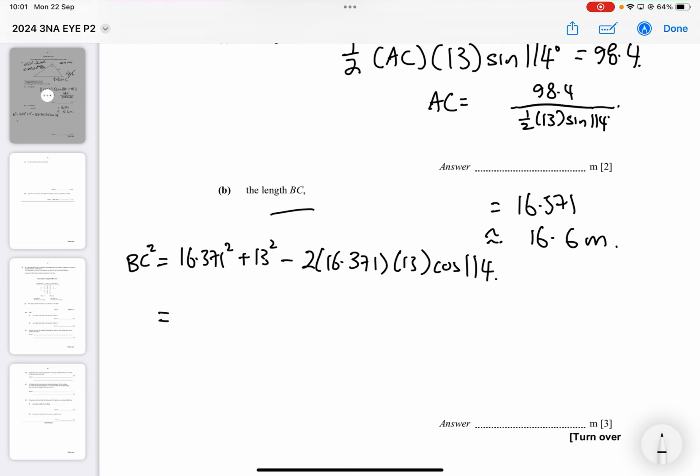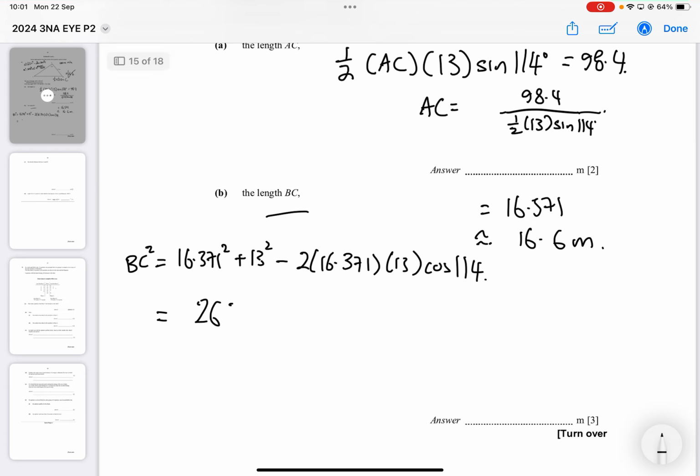Okay, so BC square is equals to 263.884. If I want BC, I will take square root.